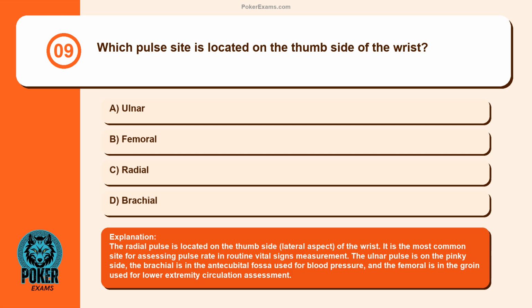The radial pulse is located on the thumb side, lateral aspect, of the wrist. It is the most common site for assessing pulse rate in routine vital signs measurement. The ulnar pulse is on the pinky side, the brachial is in the antecubital fossa used for blood pressure, and the femoral is in the groin used for lower extremity circulation assessment.